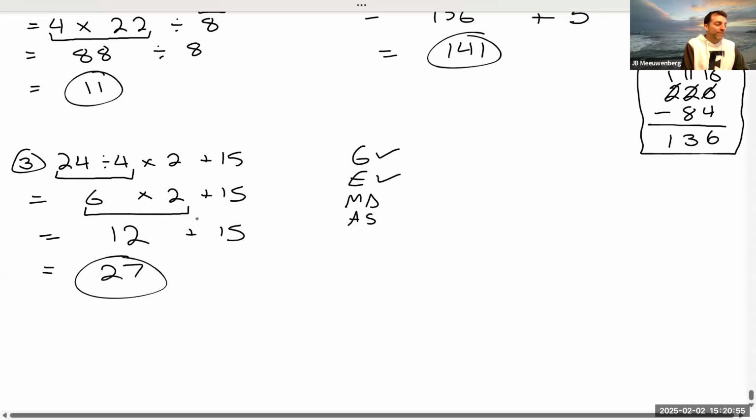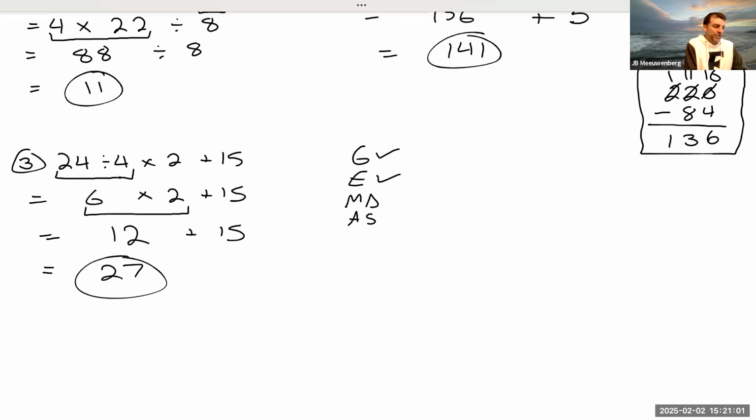So notice on that one, again, I had to do the division and multiplication as individual steps because they were connected to each other. But we did division ahead of multiplication. Even though PEMDAS has the M before the D, we have to do them from left to right.